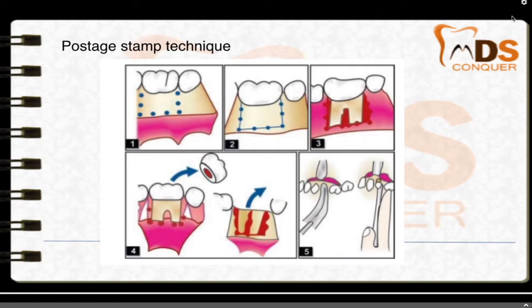Clear. The next one is the postage stamp technique. Okay, what is this? The postage stamp technique is something like your postage stamp, which is used by postgraduates in the initial stage of their impactions. So when they're starting their impactions at the initial stage, they use this particular technique.